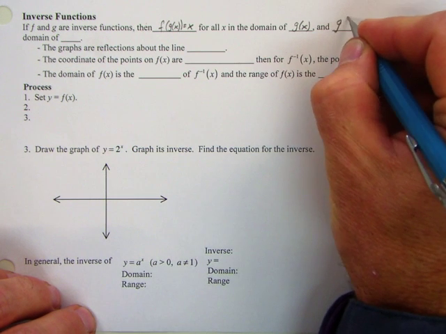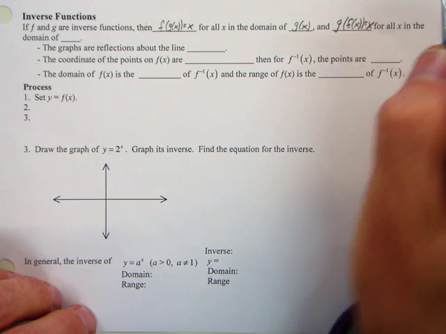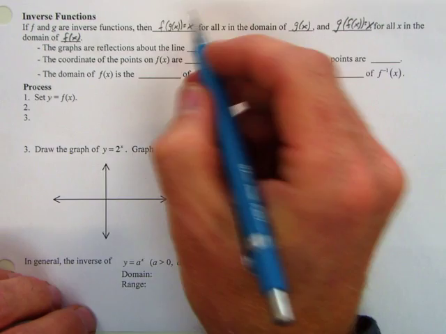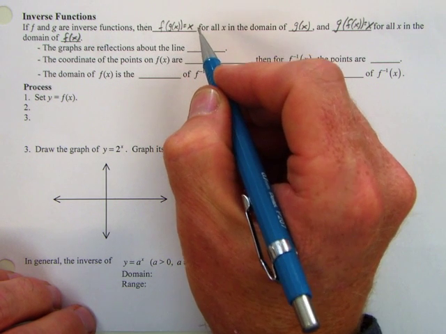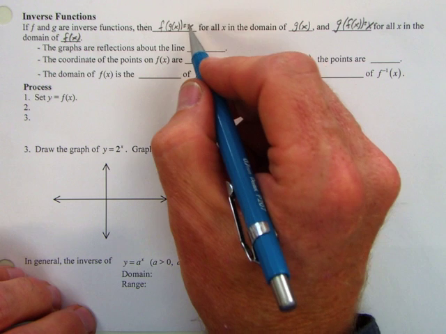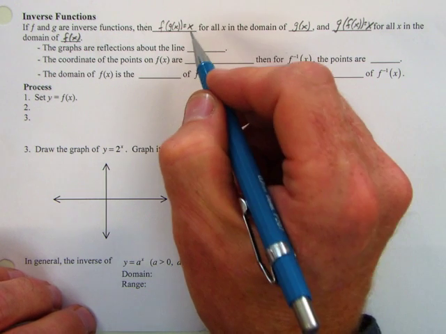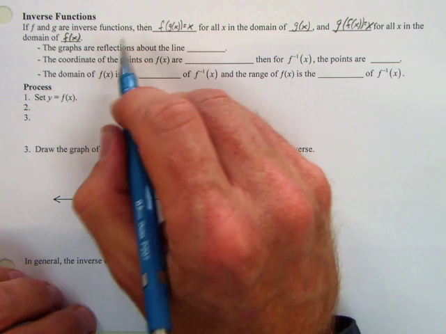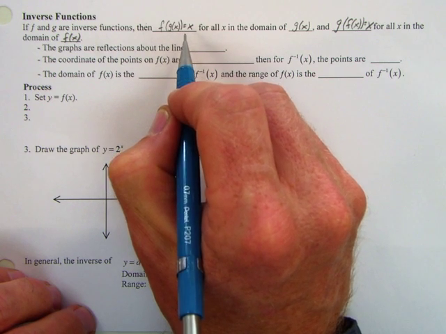And g of f of x equals x for all x in the domain of f. This is an important thing we're going to use. There's a specific type of problem that's going to come up where we have to know this. I know you do know it, but just make sure that you can bring it back at any time. As soon as you think inverses, we should be thinking f of its inverse equals x.